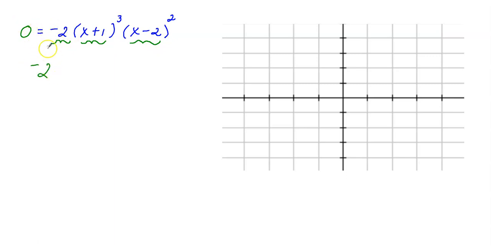-2 equals 0. That makes no sense at all. -2 does not equal 0. That just indicates there's no x-intercept here. So I really don't need to worry about this -2 because I got this untrue statement here. So I don't need to worry about that. All I really need to worry about is these factors here.